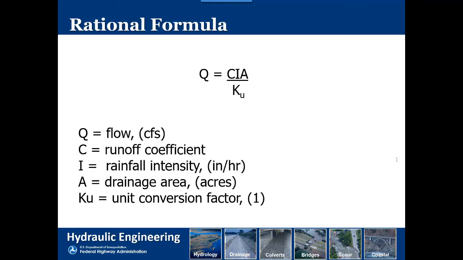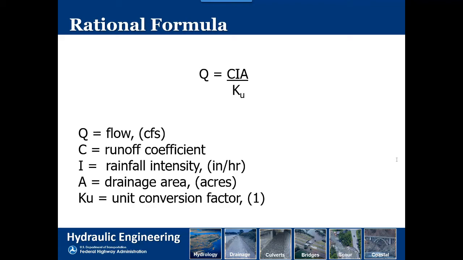So here is the rational formula. Q is known as discharge or flow, in cubic feet per second. It's equal to C, which is a runoff coefficient that we can determine, and the rainfall intensity, which sounds so easy and is a lot harder to figure out, but maybe not so much with MoDOT's method. It's a little easier, a little streamlined. And then your drainage area.